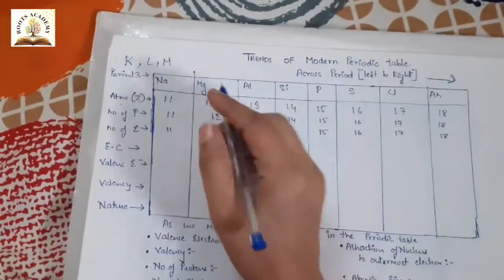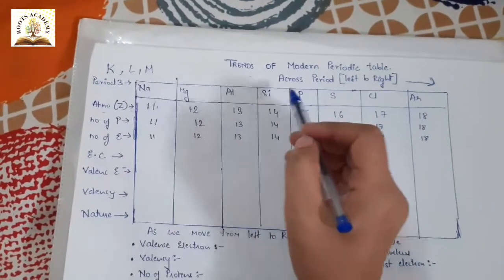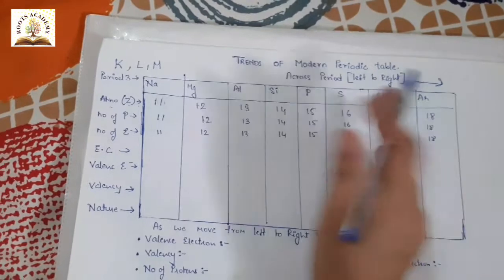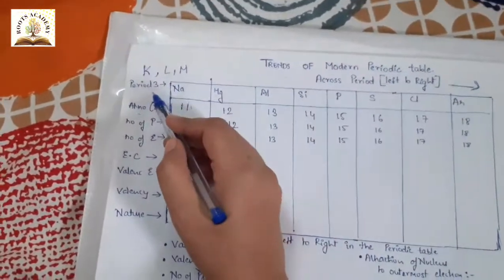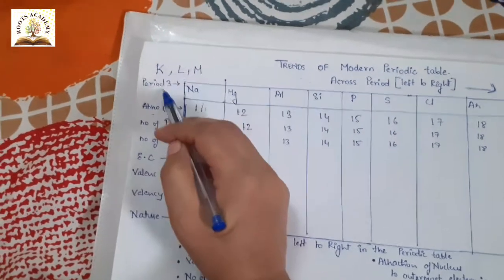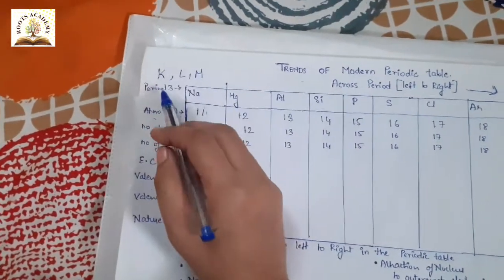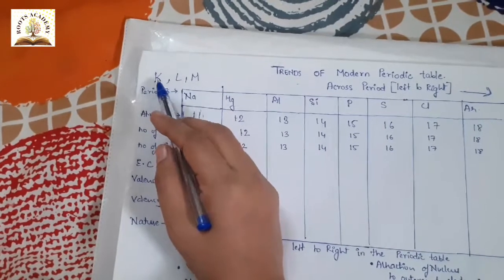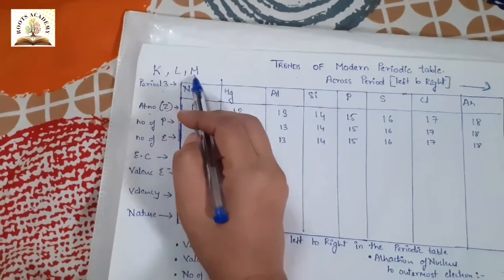Now let's see over here. Sodium, magnesium, aluminum, silicon, phosphorus, sulfur, chlorine, argon, all these elements belong to the third period. As it is the third period, obviously there will be 3 shells. Third period, 3 shells. Okay. So there will be 3 shells, that is K, L and M.